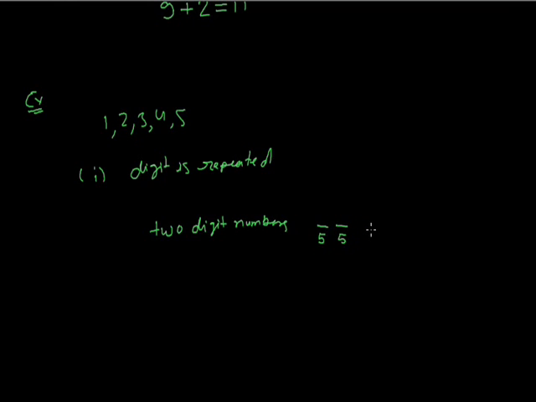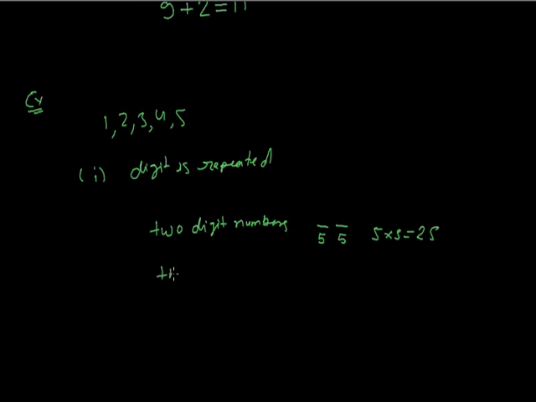So here we have to apply the principle of multiplication, which is 5 into 5, which is equal to 25. So there are a total of 25 two-digit numbers between 10 and 10,000.